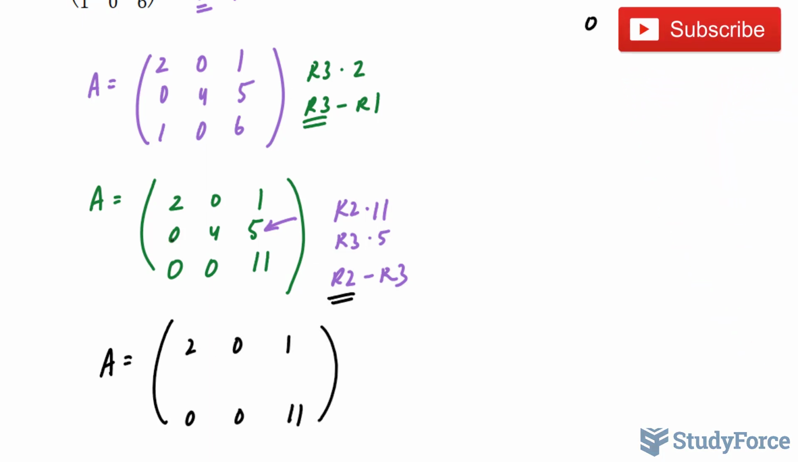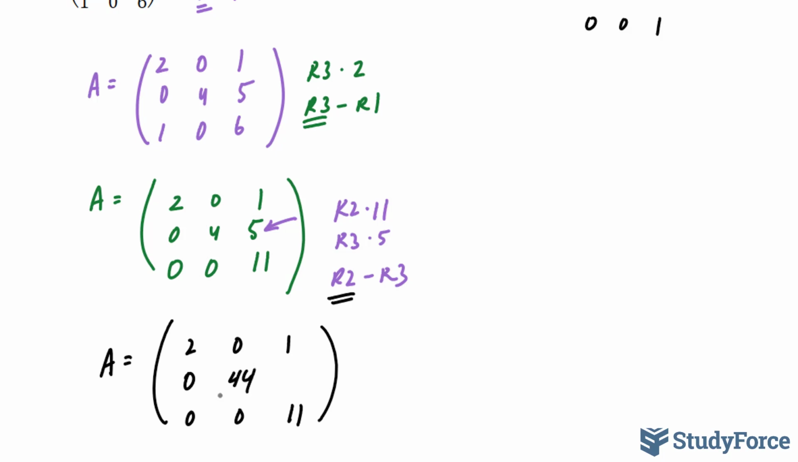Row 2 multiplied by 11, so that 0 times 11 is 0. 0 times 5 is 0, so that remains 0. 4 times 11 is 44, and 0 times 5 is still 0, so this becomes 44. And lastly, this becomes 0 because that's 55, and 55 minus 55 is 0. So we're getting awfully close to getting what we want.